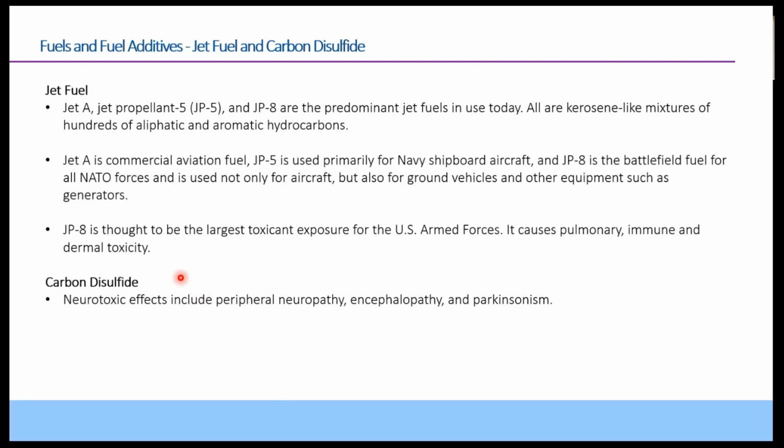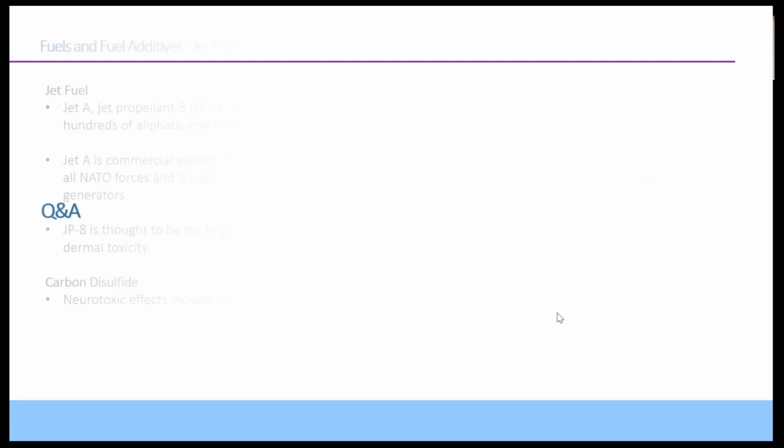Then carbon disulfide produces neurotoxic effects, including peripheral neuropathy, encephalopathy, and Parkinsonism. I think that's all from my side for today.